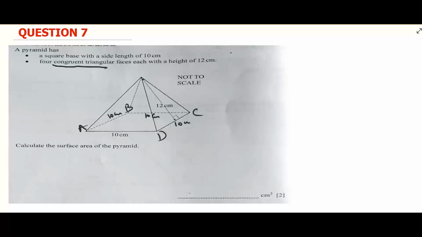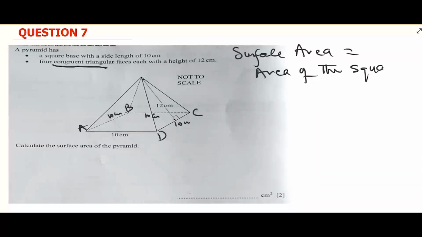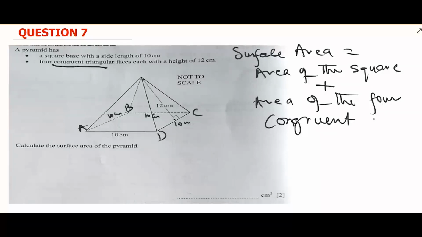So to get the surface area of a pyramid, the surface area will be equal to the area of the base, which is the area of the square, plus the area of the 4 congruent triangles. So that is how to get the area of the pyramid, a square base pyramid.